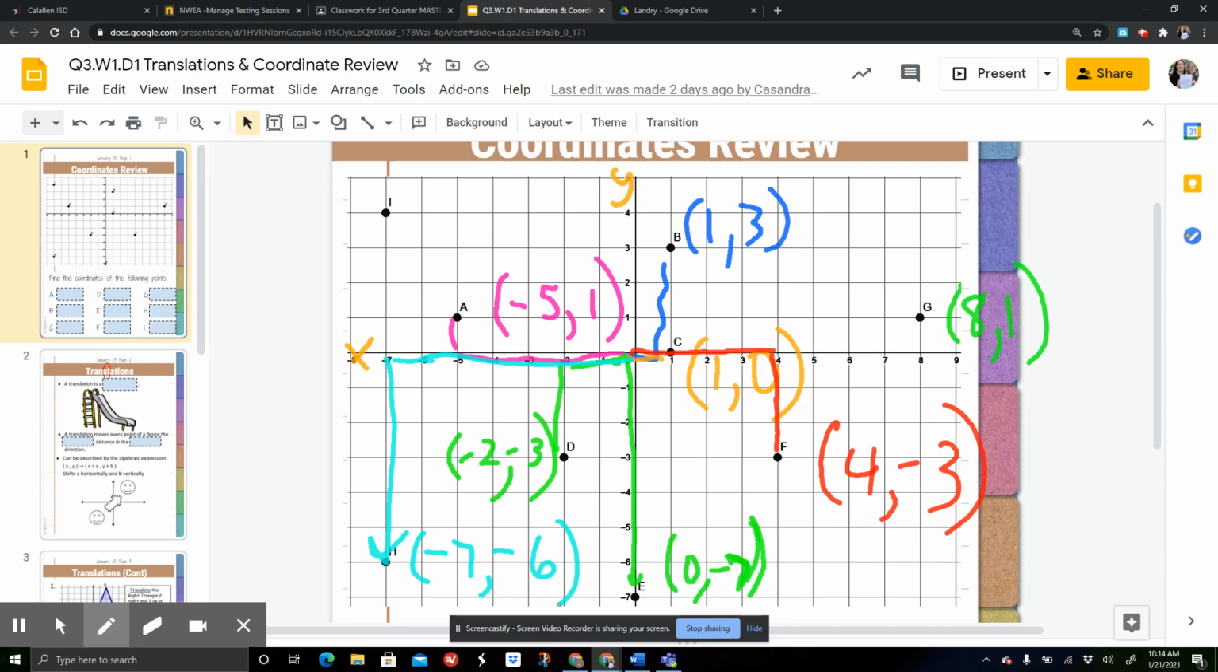And the last point is I. And I is still left 7, so that's -7, but then you're going up 1, 2, 3, 4, so that's a +4. Okay, so then we're going to go to the next page.